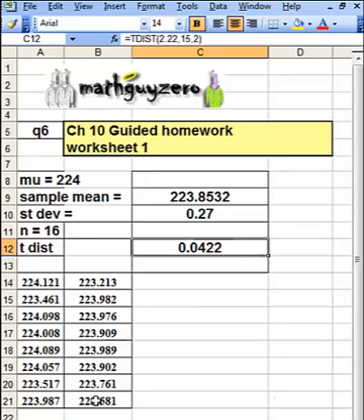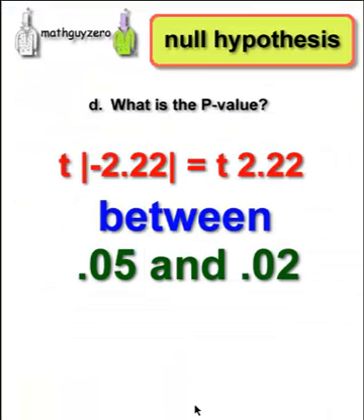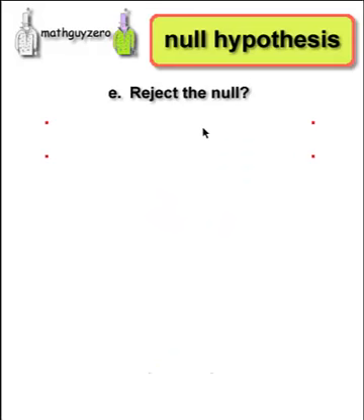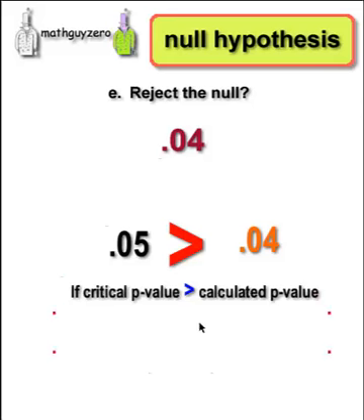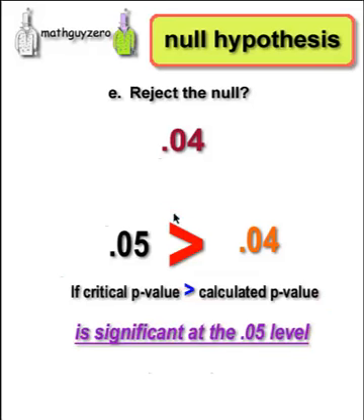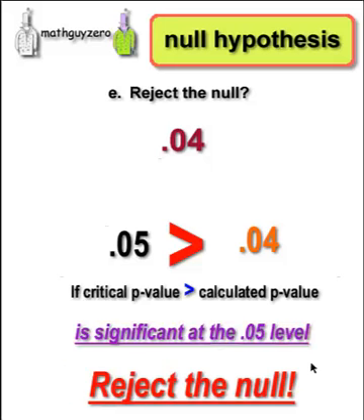So back to the problem. Okay, from the table we know it's between 0.05 and 0.02, but with the power of Excel we found out it's closer to 0.04. Let's go ahead and plug that into our final step, whether we accept or reject. And our critical value, our cutoff value, is greater than our calculated value. Therefore, we say that the data is significant at the 0.05 level, and we reject the null hypothesis. That's it. MGZ out.